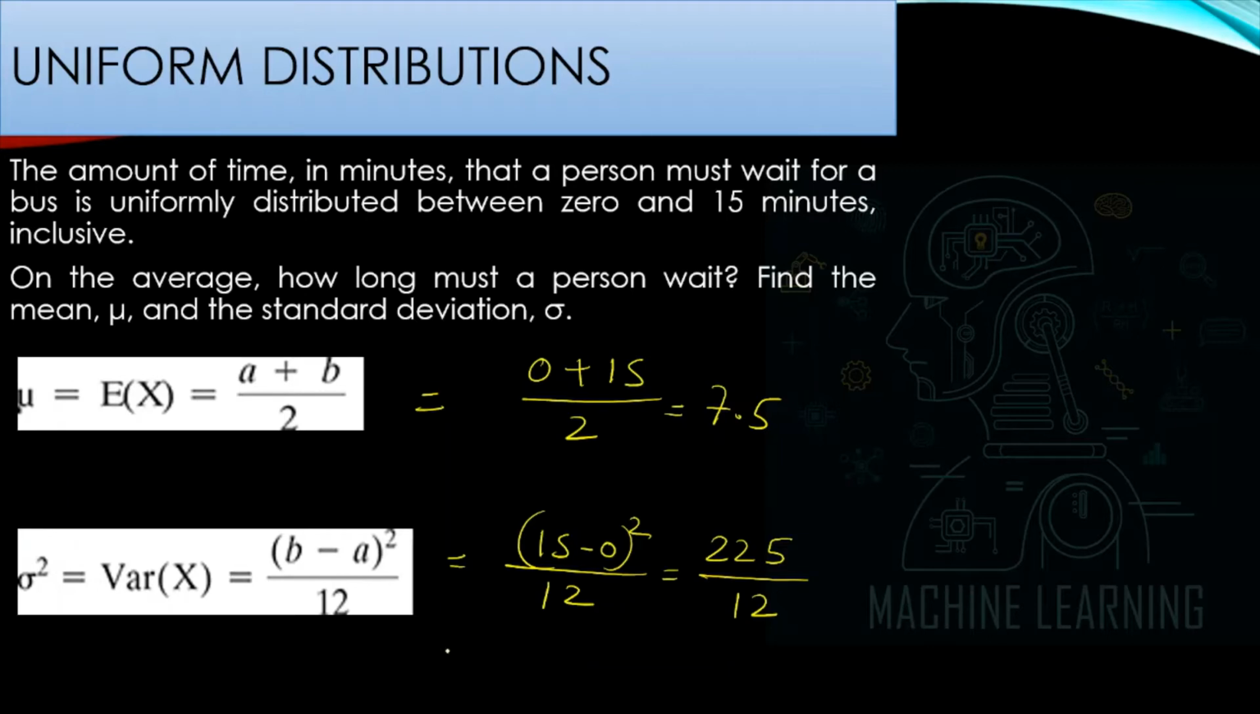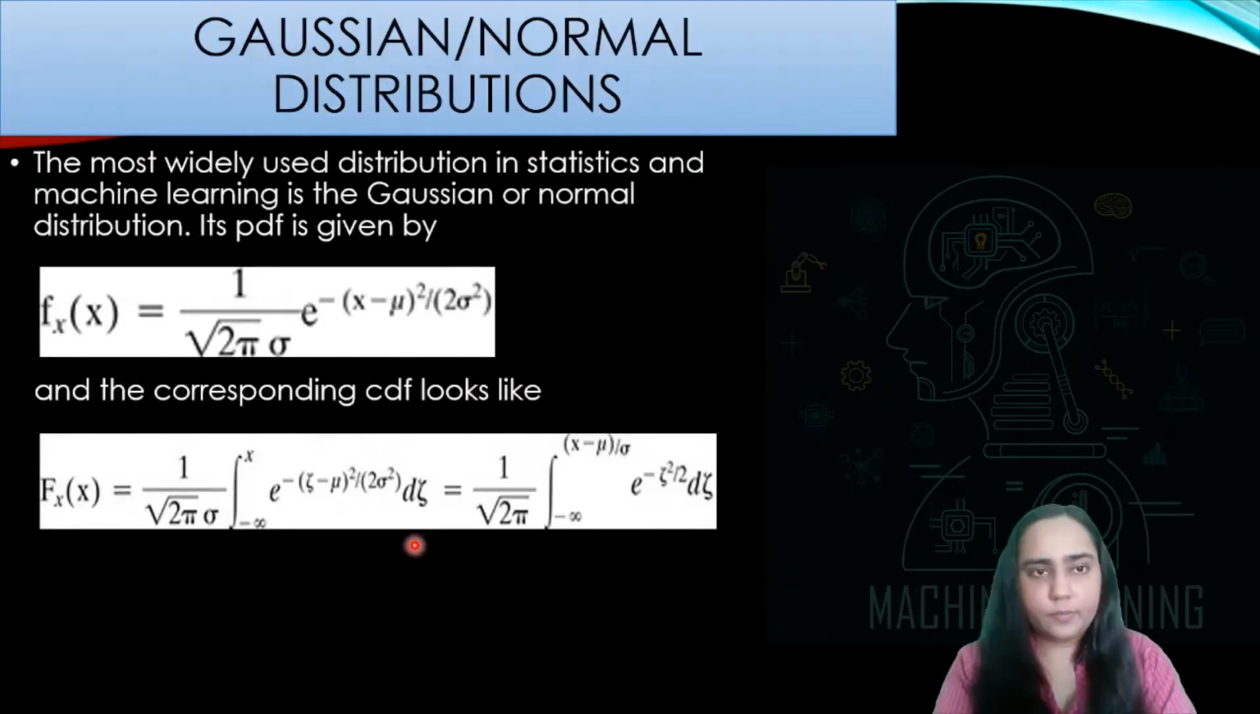So this is 18.75. What I want actually is the standard deviation, which is sigma, which would be the root of 18.75, and calculating the root of 18.75 gives me something close to 4.3. So this is the answer.